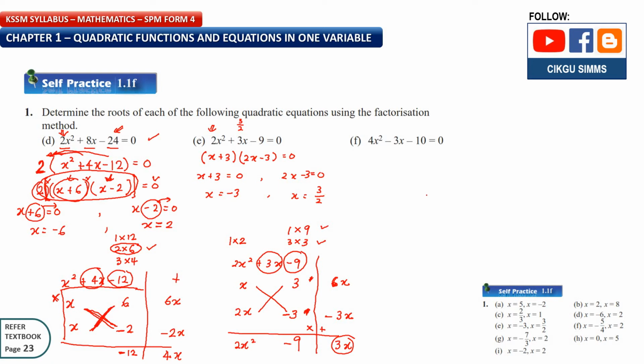Okay, let's do the next one. The sixth question, F. So 4x squared minus 3x minus 10. So everything is not divisible by 4. Let's check, are they divisible by 2 or not? Also not. Okay, so we cannot simplify first. Like usual, you need to do it like usual.